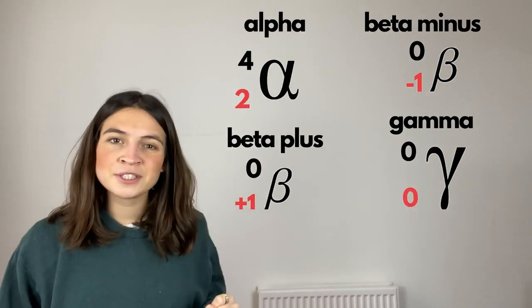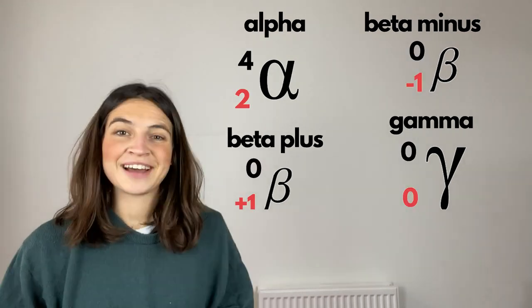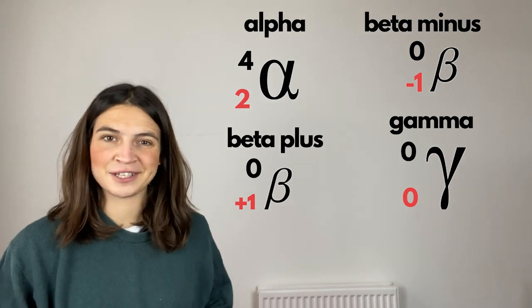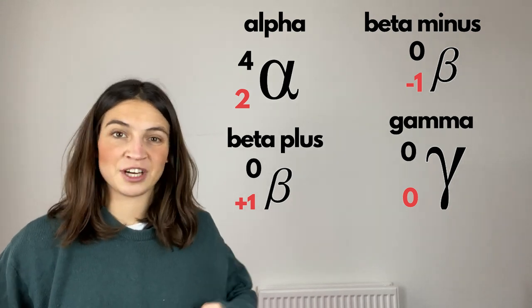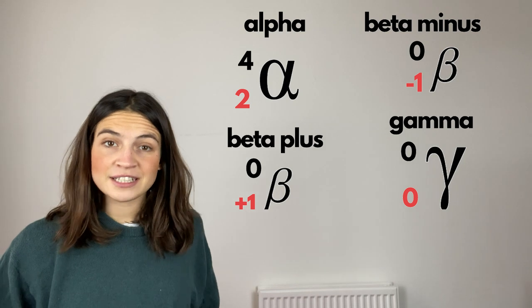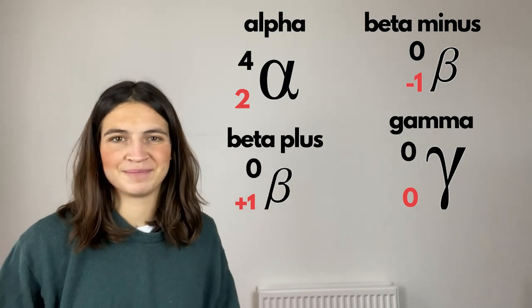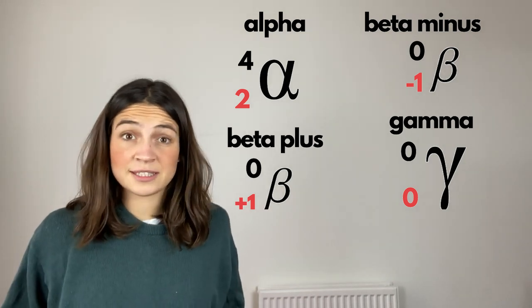Okay, and my bottom number is the charge. Alpha has a relative charge of +2, beta plus has a relative charge of +1, and beta minus has a relative charge of -1. Gamma has no mass and no charge, so its numbers are 0, 0.